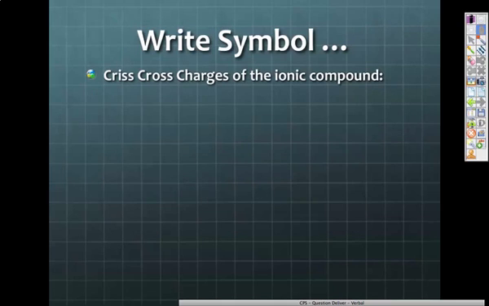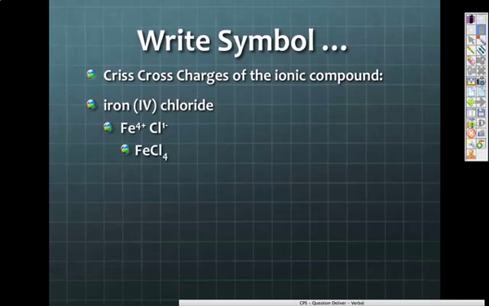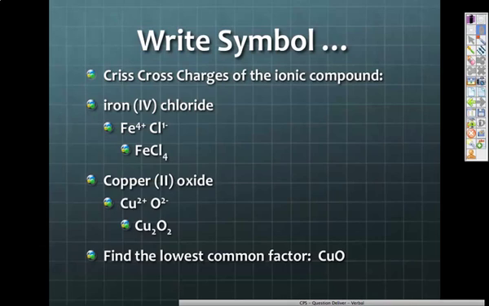Okay. When we're writing the symbol, we crisscross the charges of the ionic compound. So if we have iron 4 chloride, iron is a 4 plus, chlorine is a 1 negative because of where it is on the periodic table. We crisscross those, we get FeCl4. Copper 2 oxide, copper is a 2 plus, O is a 2 negative. I crisscross, I get Cu2O2, but that's not right. Should be CuO. Lowest common factor when we're dealing with ionics, CuO.